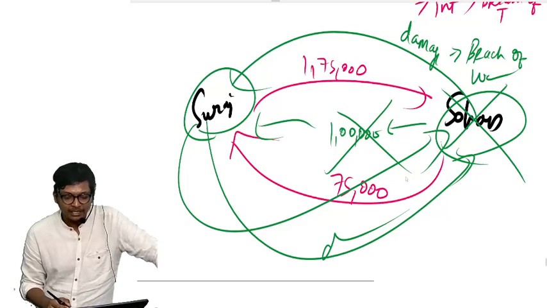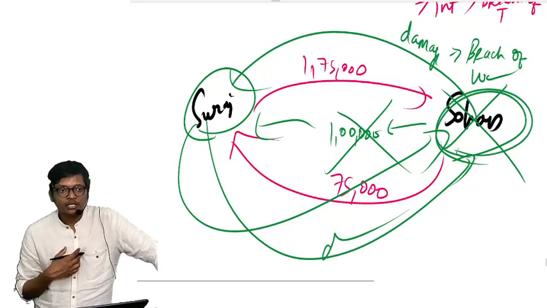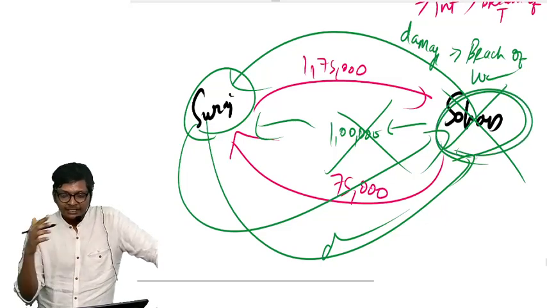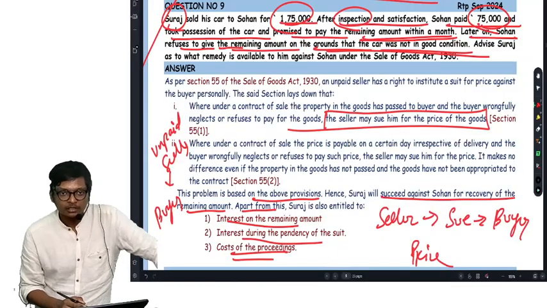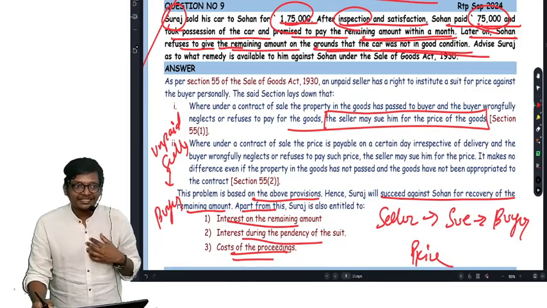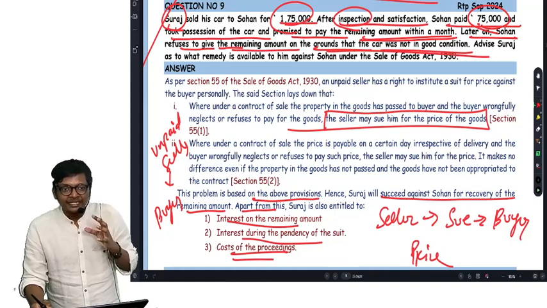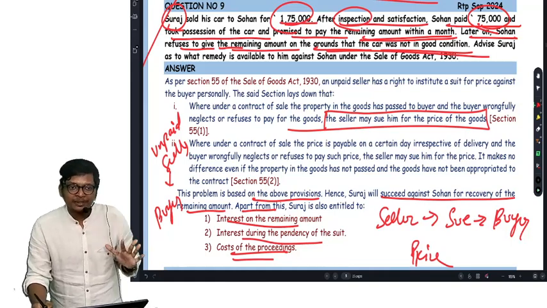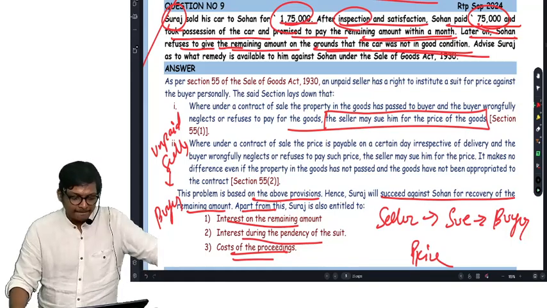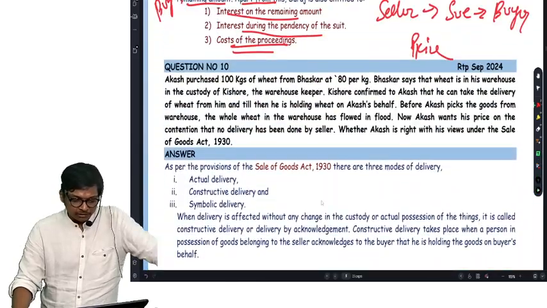Give the money back. Then Sohan will say that the goods are not working properly. Then the court will come for a midpoint. Nowhere in the Sale of Goods Act is there any such right. Have you read anywhere that if the product is not of good quality, I will pay only half the payment? There is no such concept. Okay, next.